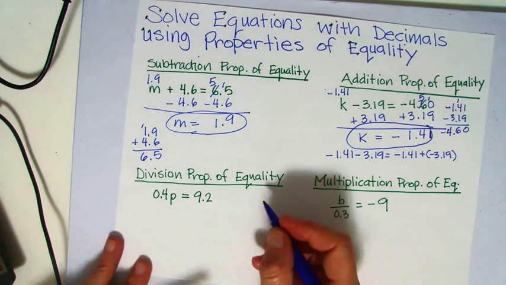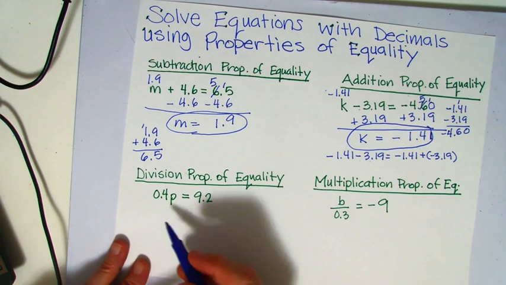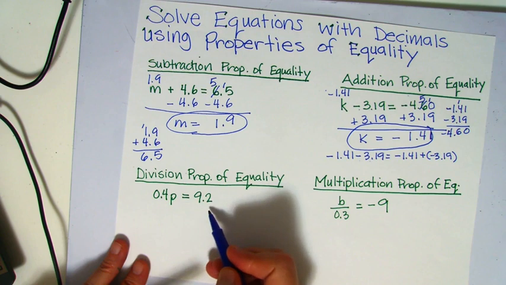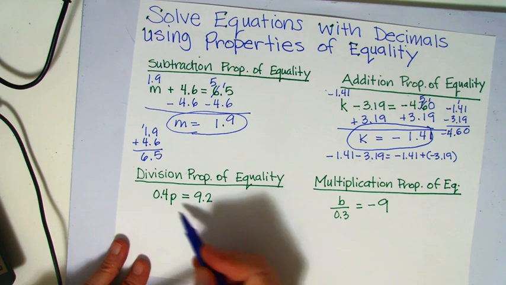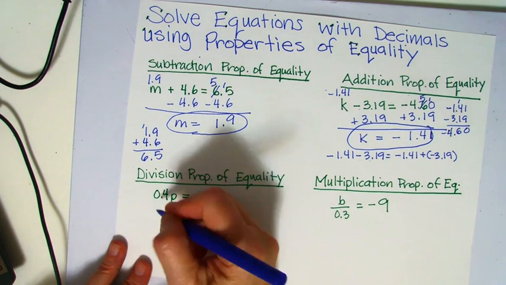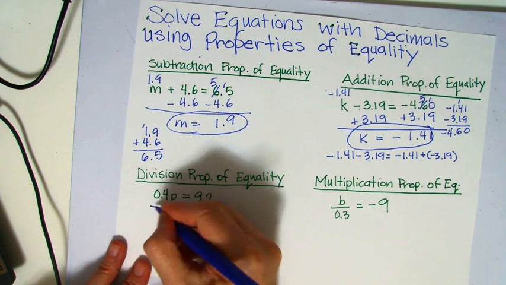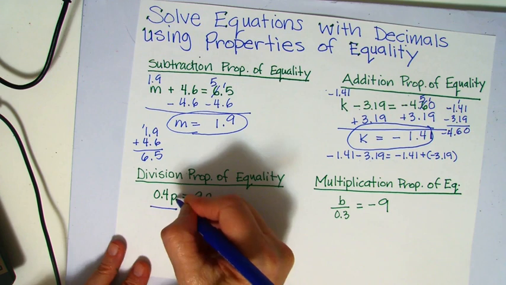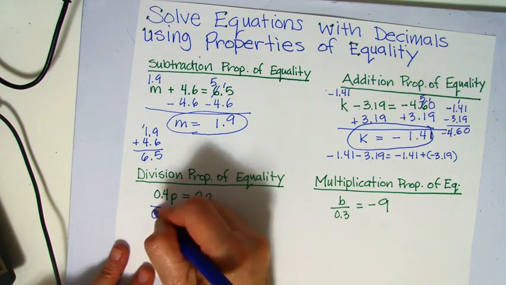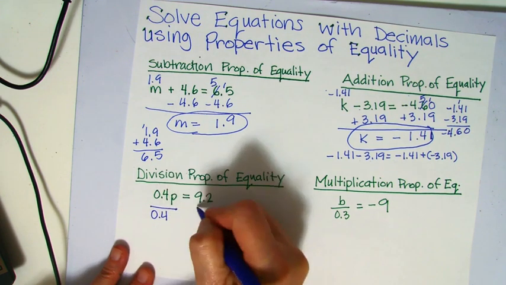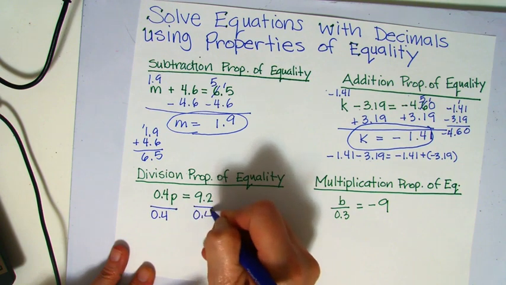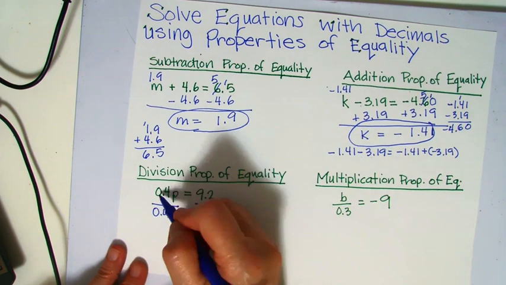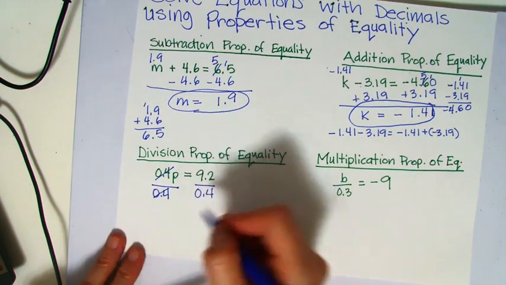In the division property of equality, we have 0.4 times p equals 9.2. The inverse operation of multiplication is division, and so I'm going to divide whatever number is multiplied to this variable, in this case 0.4. I need to do the same thing on the other side of the equal sign. These two numbers will cancel, and I'm left with p.